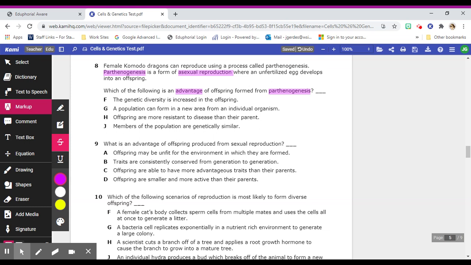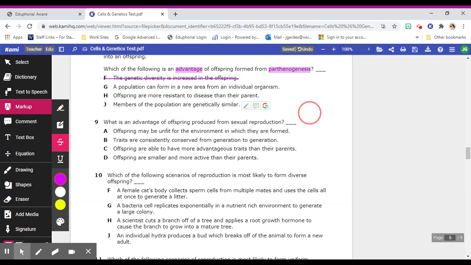Okay, so when we're going through, the genetic diversity is increasing in the offspring. Okay, does diversity increase with asexual? No, because it's an exact copy of its parent. So we can cross that one out right away. The population can form a new era of individual organisms. Well, that could be true, so I'm going to leave that one alone right now. H, offspring are more resistant to diseases than their parent. Okay, they're exact copies of their parent, so they're not more resistant. So I'm going to cross that one out. Members of the population are genetically similar.